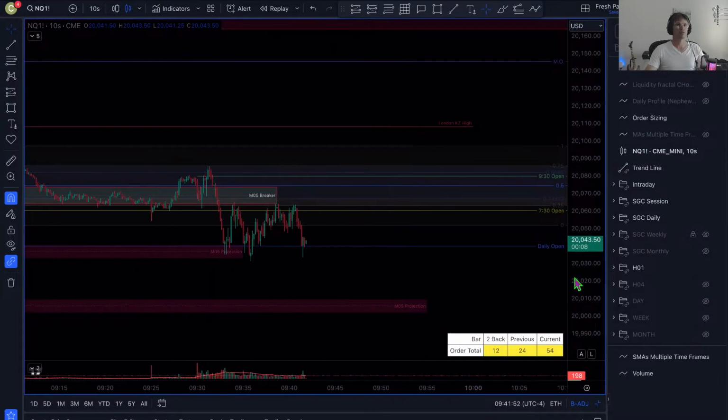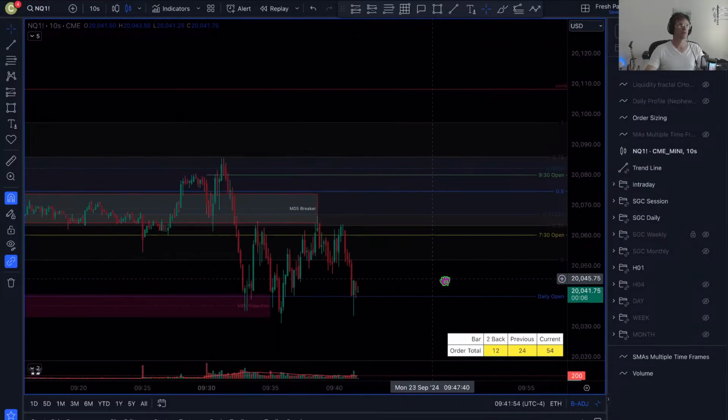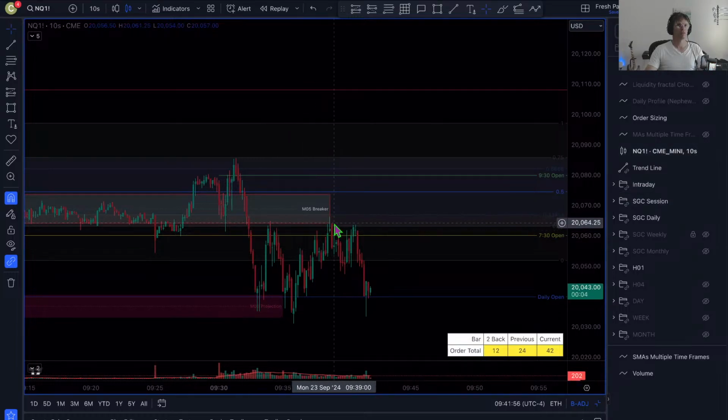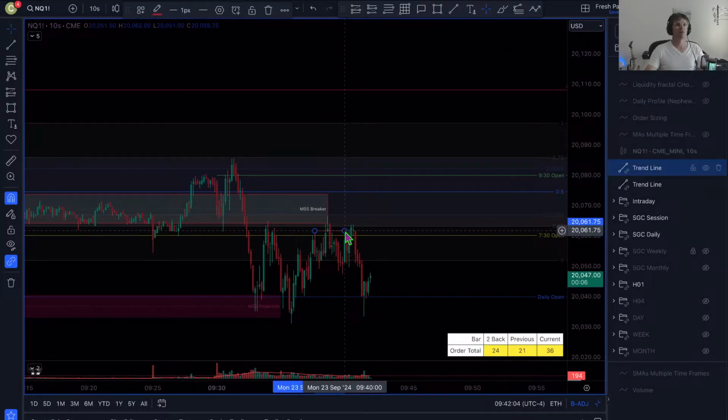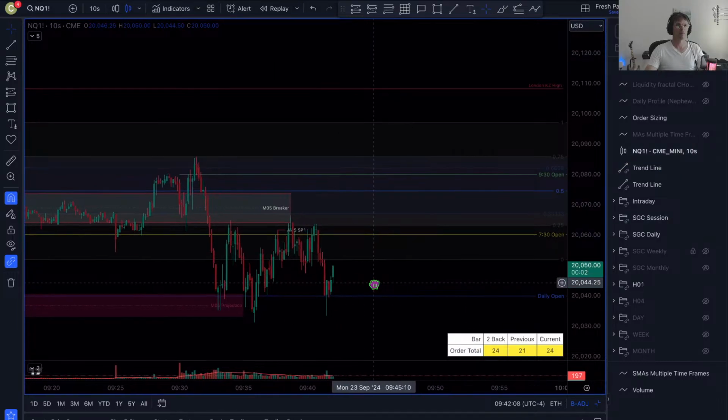Again, I'm not trading because there's news coming. But effectively the liquidation of that level. AMS. That was a valid trade. Now your third low was created right there.